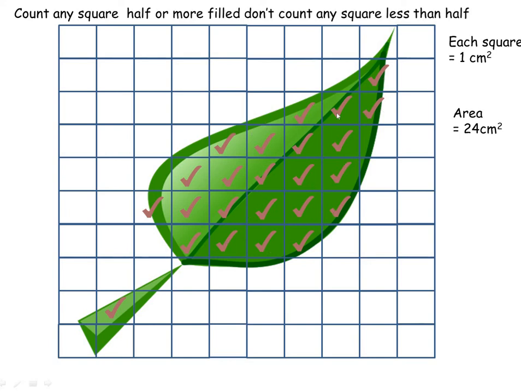So the area of this one: 1, 2, 3, 4, 5, 6, 7, 8, 9, 10, 11, 12, 13, 14, 15, 16, 17, 18, 19, 20, 21, 22, 23, 24. So the area of the leaf is 24 centimetres squared.